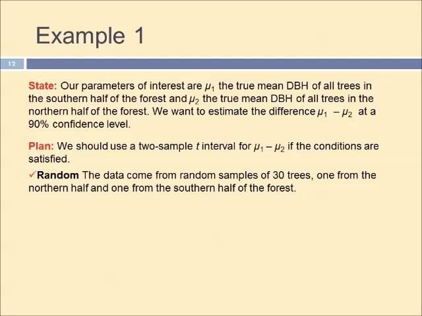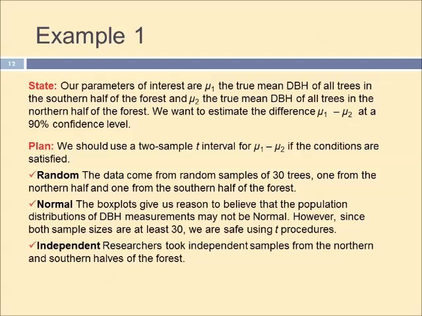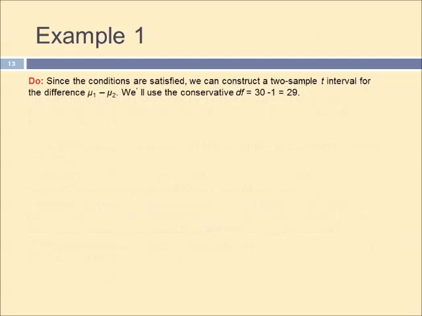So we're told that the data come from random samples. We're all set there. The box plots sort of indicate that the distributions may not be normal. But since both sample sizes are at least 30, we're safe using t-procedures. Since researchers took independent samples from the northern and southern halves of the forest, the independent condition is met. That is, there's no overlap. Okay, since the conditions are satisfied, we can construct a two-sample t-interval for the difference.